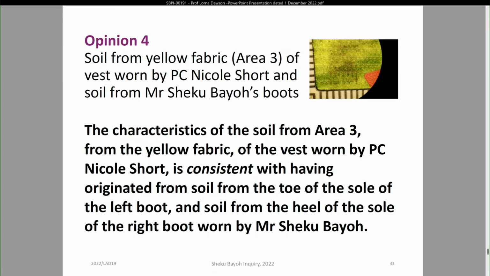Now, you brought it to my attention that it may be that there should have been a reference to another of the samples in this slide. Can you help me with that? So I think that should include all 3 traces that came from Mr. Sheku Bayo's boot. So the heel of the sole of the right boot, but the toe of the sole of the left boot, plus the other trace from the left boot, were all consistent with having originated from the same soil as that of Area 3. So that would be the welt of the left boot. That is correct.